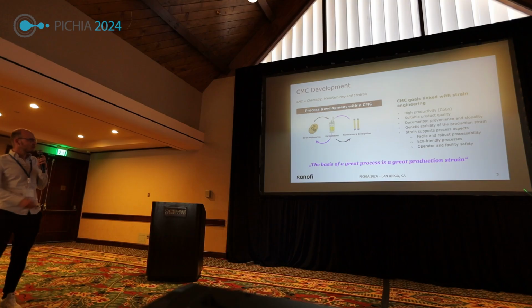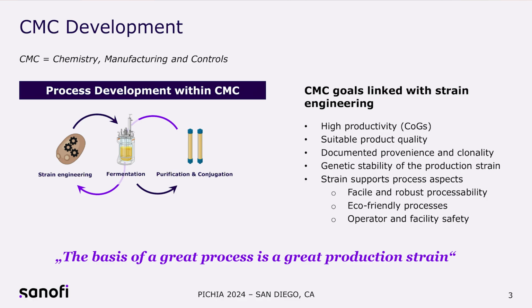So for process development within CMC, we have some goals that we already want to tackle at the strain engineering stage, as we think the basis of a great process is a great production strain. If you don't solve some of the issues already at the strain level, it's going to be challenging to deal with them afterwards during USP or DSP.